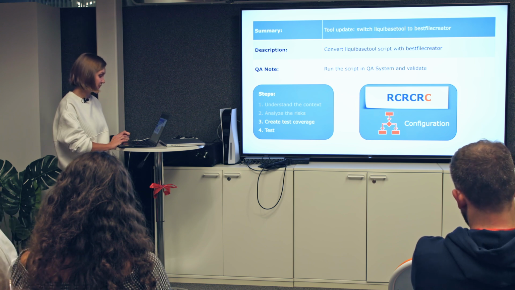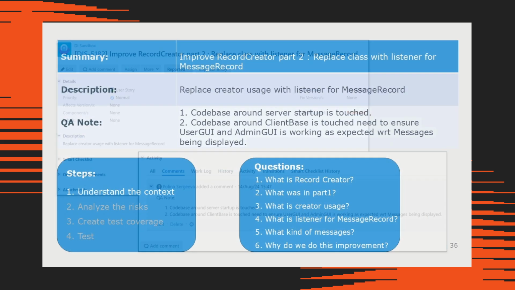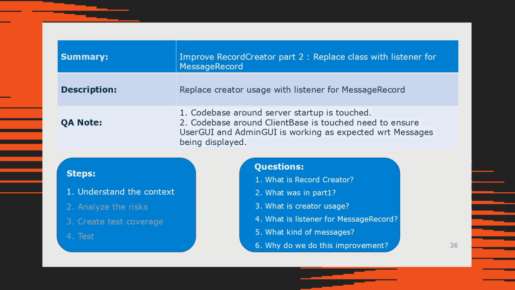We passed this ticket. But here we have the most typical example of any refactoring ticket. We have to improve something by replacing something. Let's use our steps and try to understand the context. I have really many questions here regarding the context, and we have to get an answer to every question to move further.